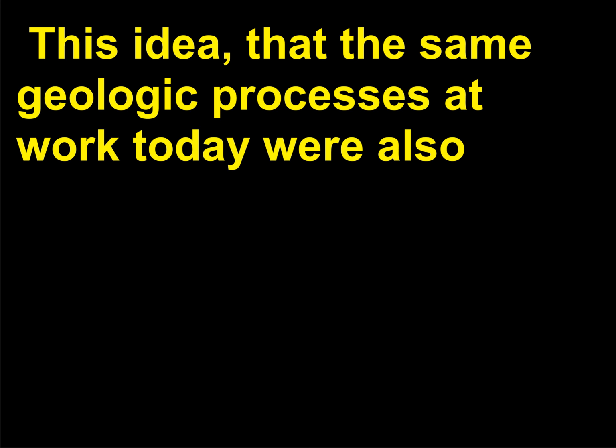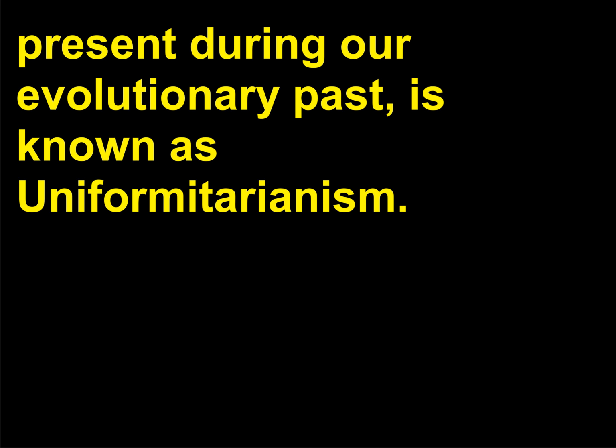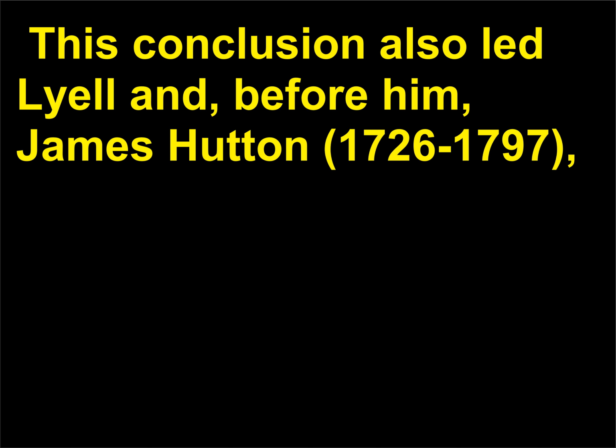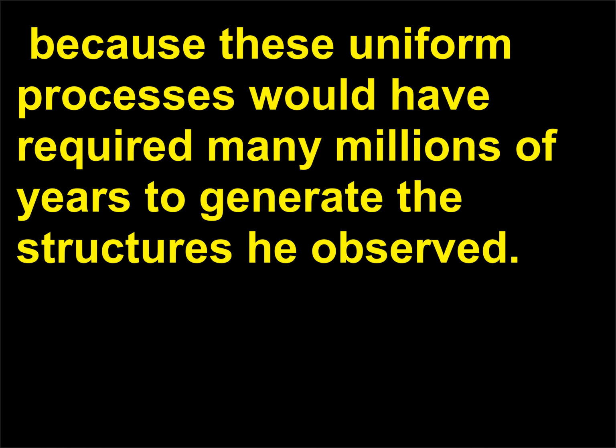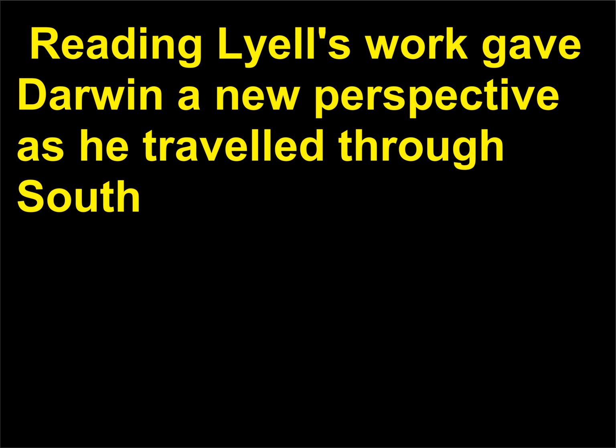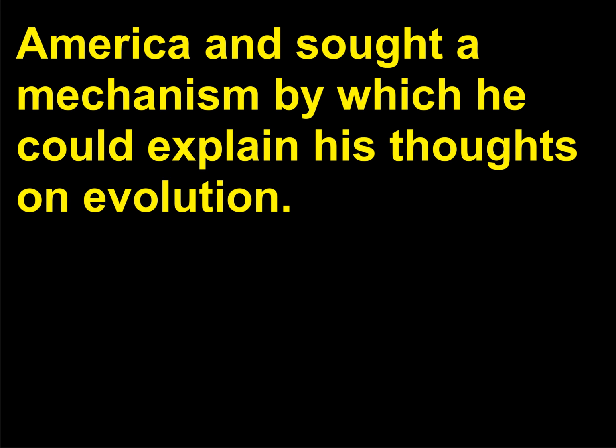This idea, that the same geologic processes at work today were also present during our evolutionary past, is known as uniformitarianism. This conclusion also led Lyell and, before him, James Hutton, 1726–1797, to suggest that Earth must be much older than the previously accepted age of 6,000 years, because these uniform processes would have required many millions of years to generate the structures he observed. Reading Lyell's work gave Darwin a new perspective as he traveled through South America and sought a mechanism by which he could explain his thoughts on evolution. Who was Darwin's bulldog?